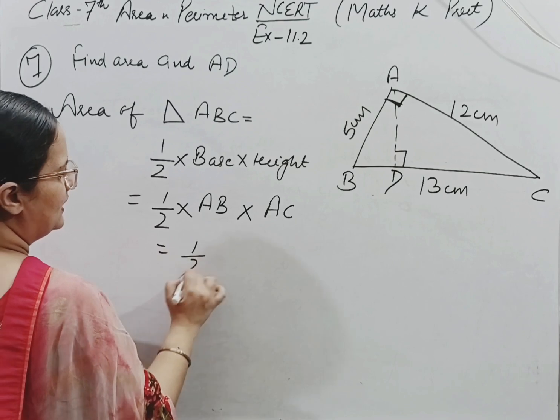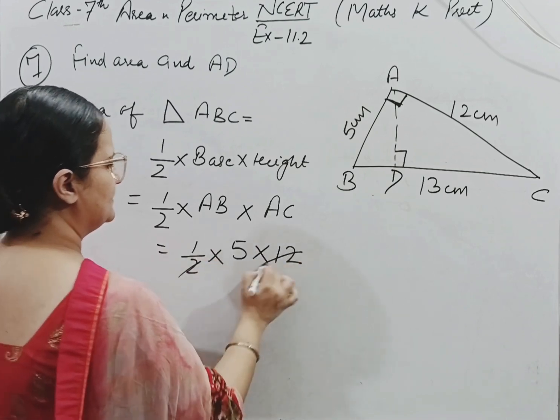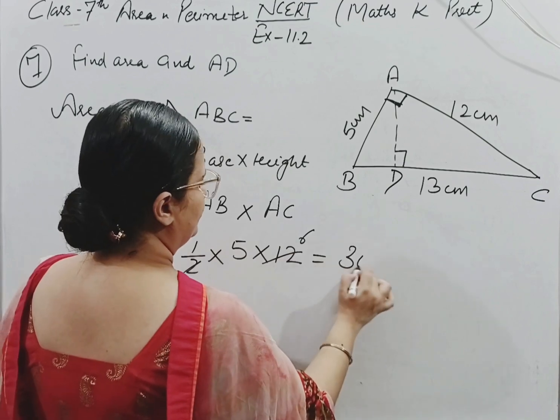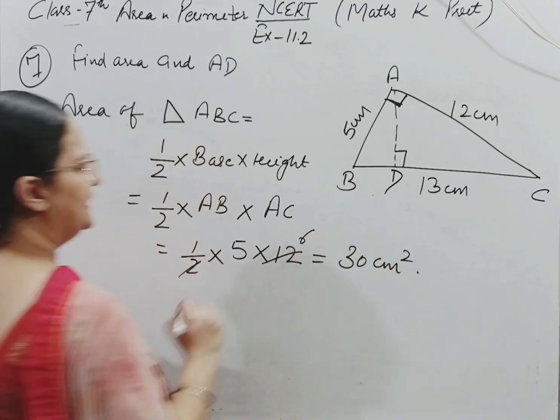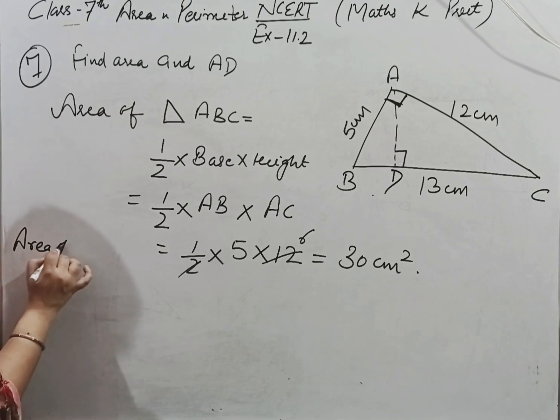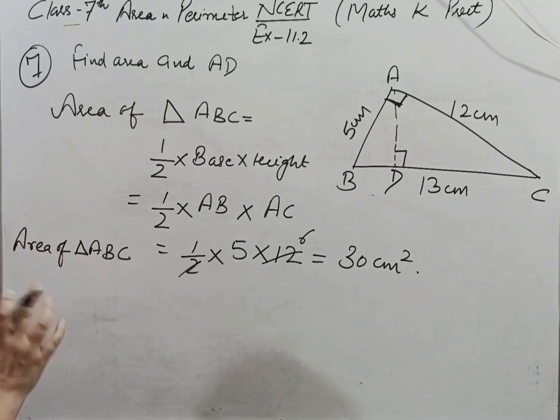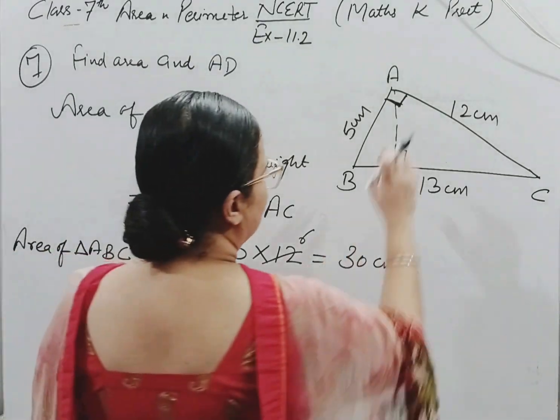So this is equals to half into AB is 5, AC is 12. 2 6 are 12, 30. So this is my area for this triangle ABC. I am writing again area of triangle ABC or right angle triangle ABC. Now we have area, we have to find AD.